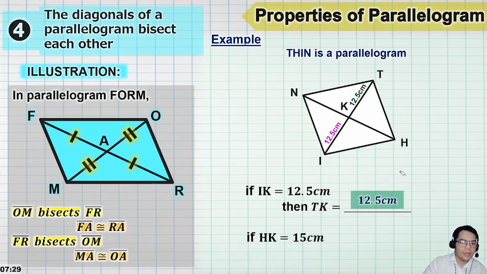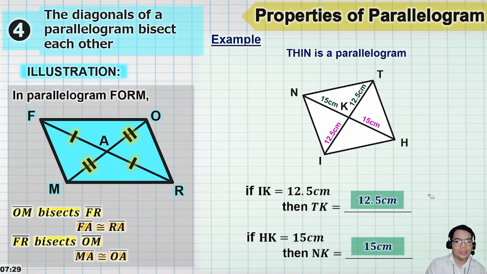Next, if HK is going to be equal to 15 centimeters, ayan, what do you think is the measurement of NK? Yan, it's also gonna be 15 centimeters. At diyan natin ngayon na i-apply yung diagonals bisect each other. Hopefully, naalala pa natin tong property na to pagdating sa parallelogram. Kasi ganito rin naman yung ginagamit natin from our previous topic.